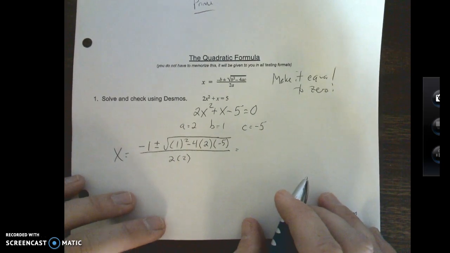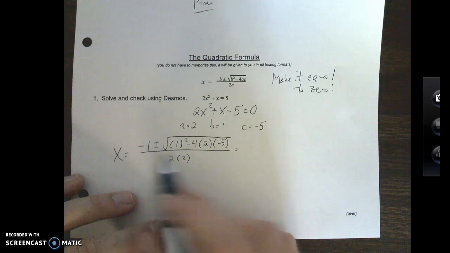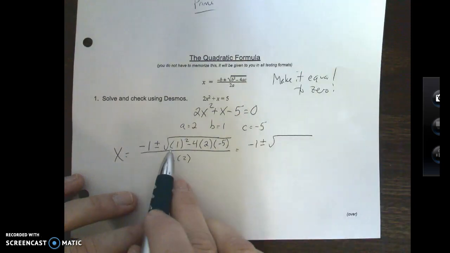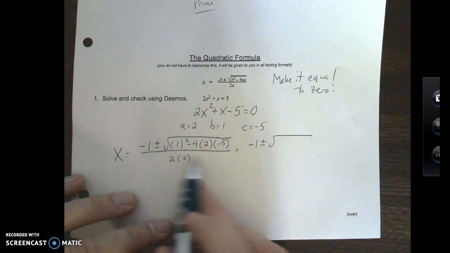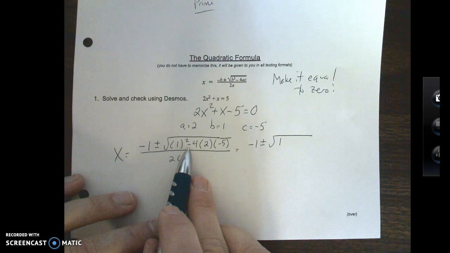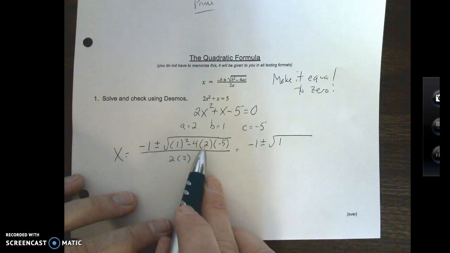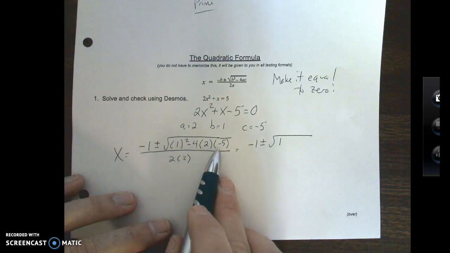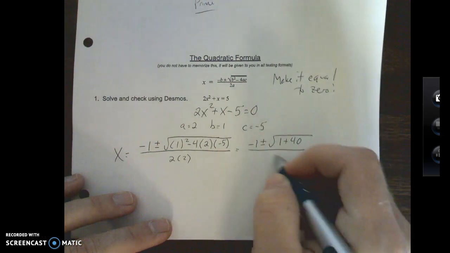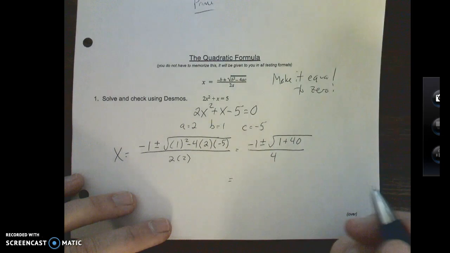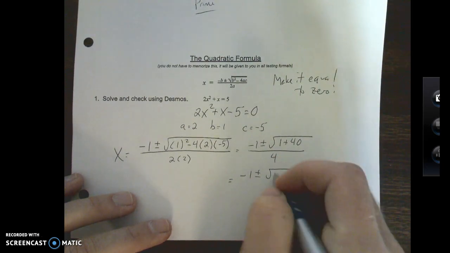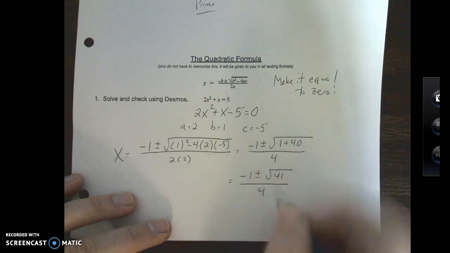Okay, now what I want to do here is clean it up. Negative 1 plus or minus the square root. Now inside here, we've got 1 squared is 1. Now negative 4 times 2 is negative 8, times negative 5 is plus 40. 2 times 2 is 4. So finally, I've got negative 1 plus or minus square root 41 over 4.